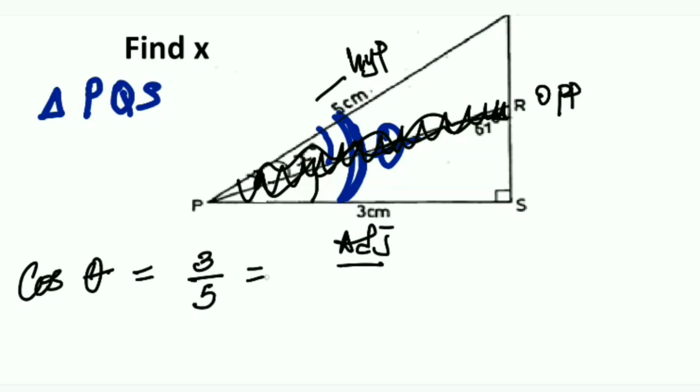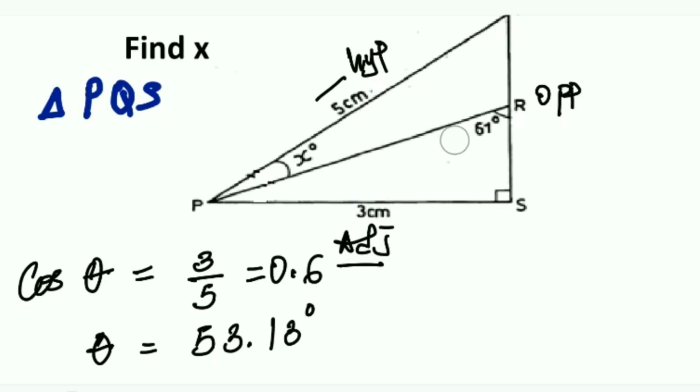3 over 5 is the same as 0.6, and so the value of theta would be the cosine inverse of 0.6, and that is 53.13 degrees. That's the value of theta, this entire bigger angle there. Did you get that? Alright, so let me take this out again so that you see.